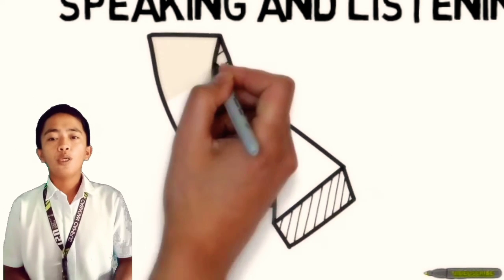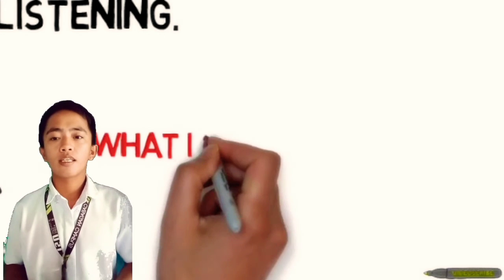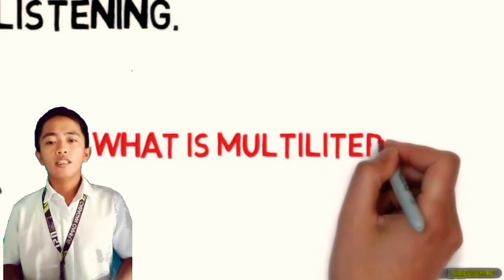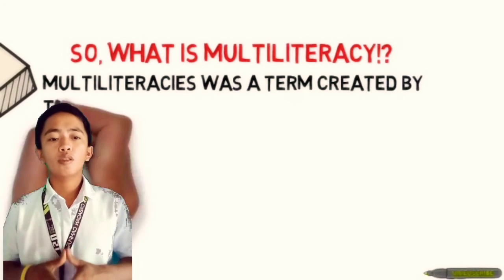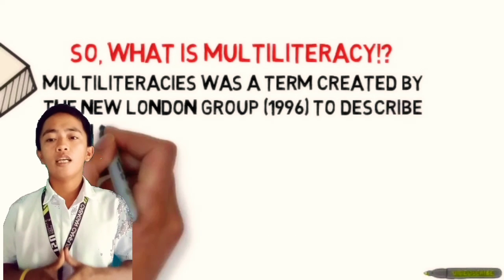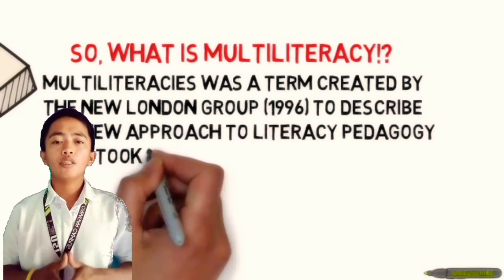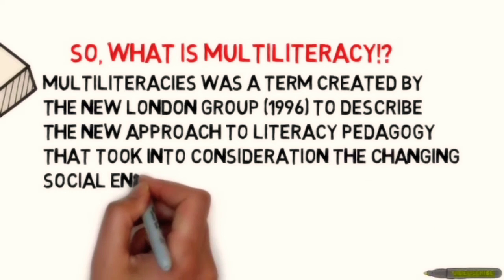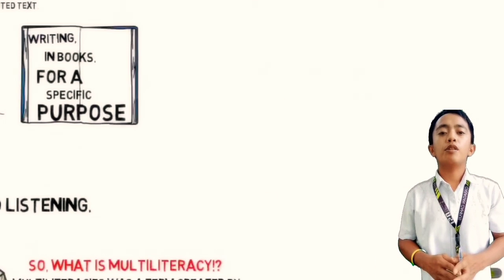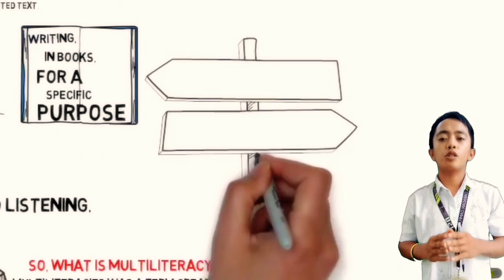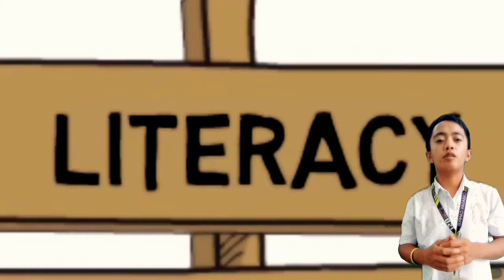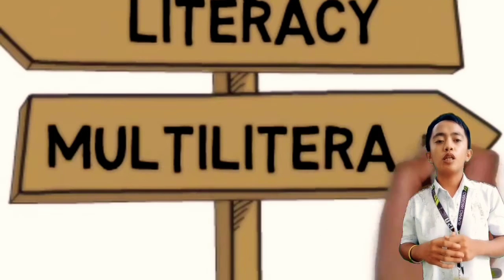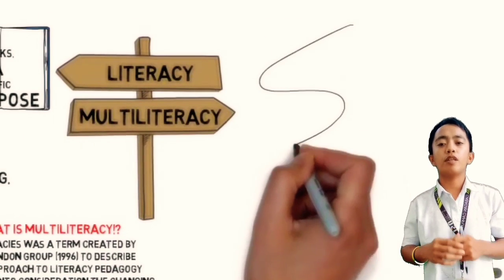And now, we move to the next topic, that is what multiliteracy means. The term multiliteracy was coined in the mid-1990s by the New London Group, and it is an approach to literacy theory and pedagogy. Multiliteracy refers to two major aspects of language use. The first is the variability of meaning making in different cultural, social, or domain-specific contexts.